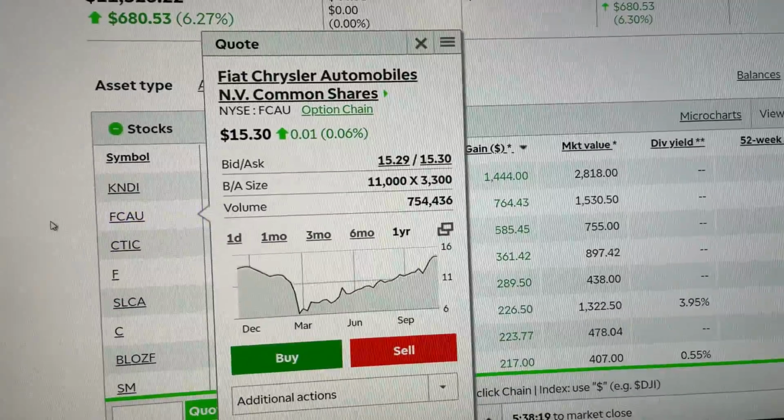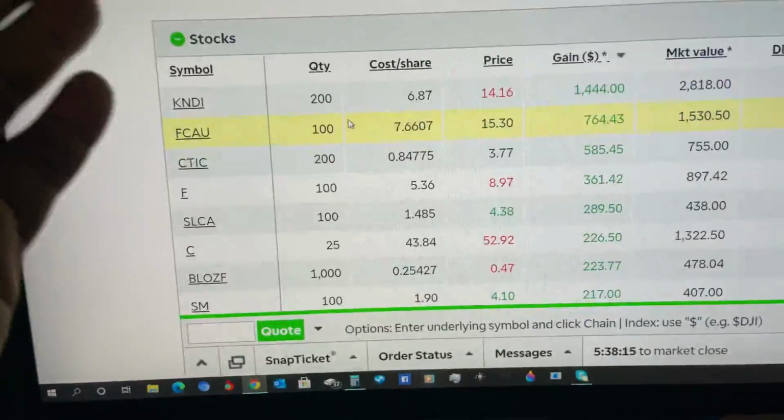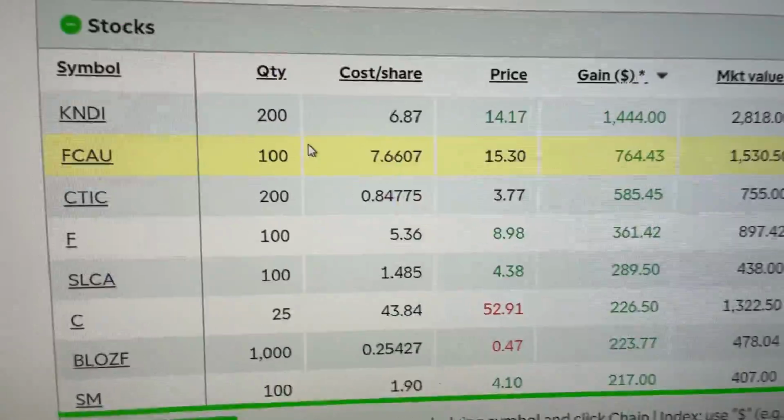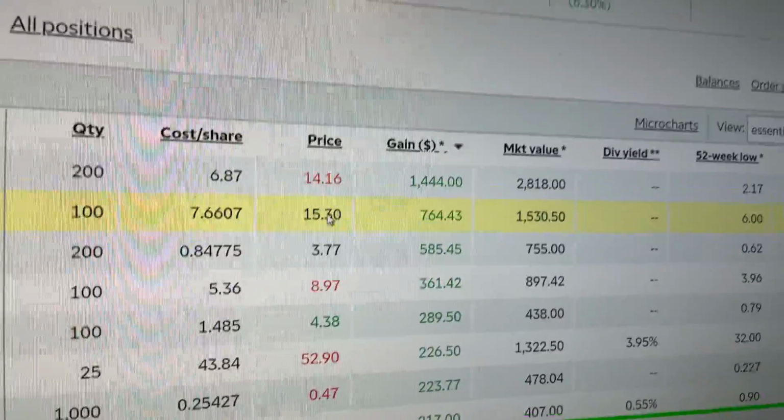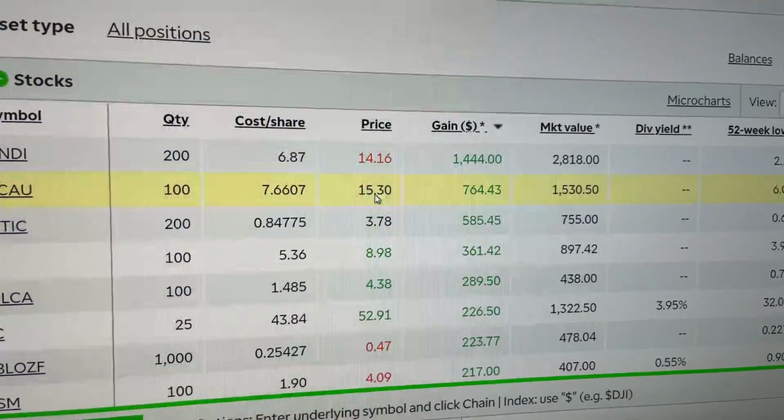FCA, that's Chrysler. Even though I own more shares than this, again, this is just an experimental account. 100 shares of Fiat Chrysler. The price right now is $15.30.